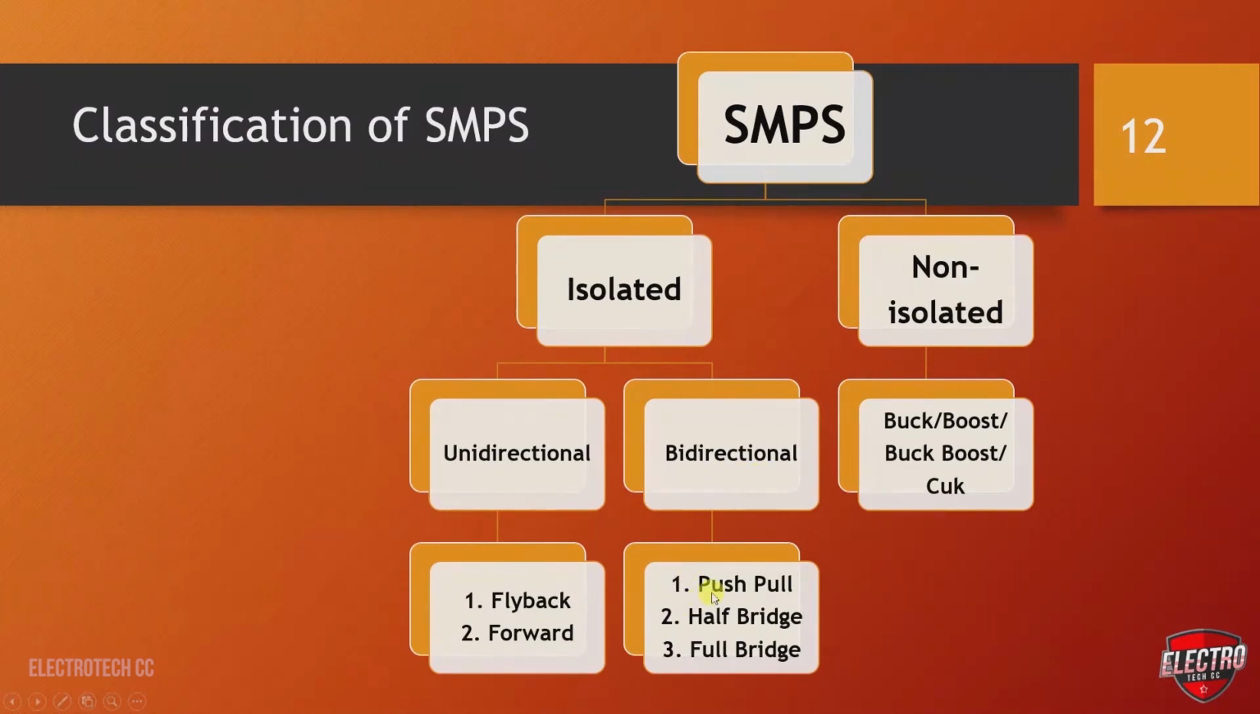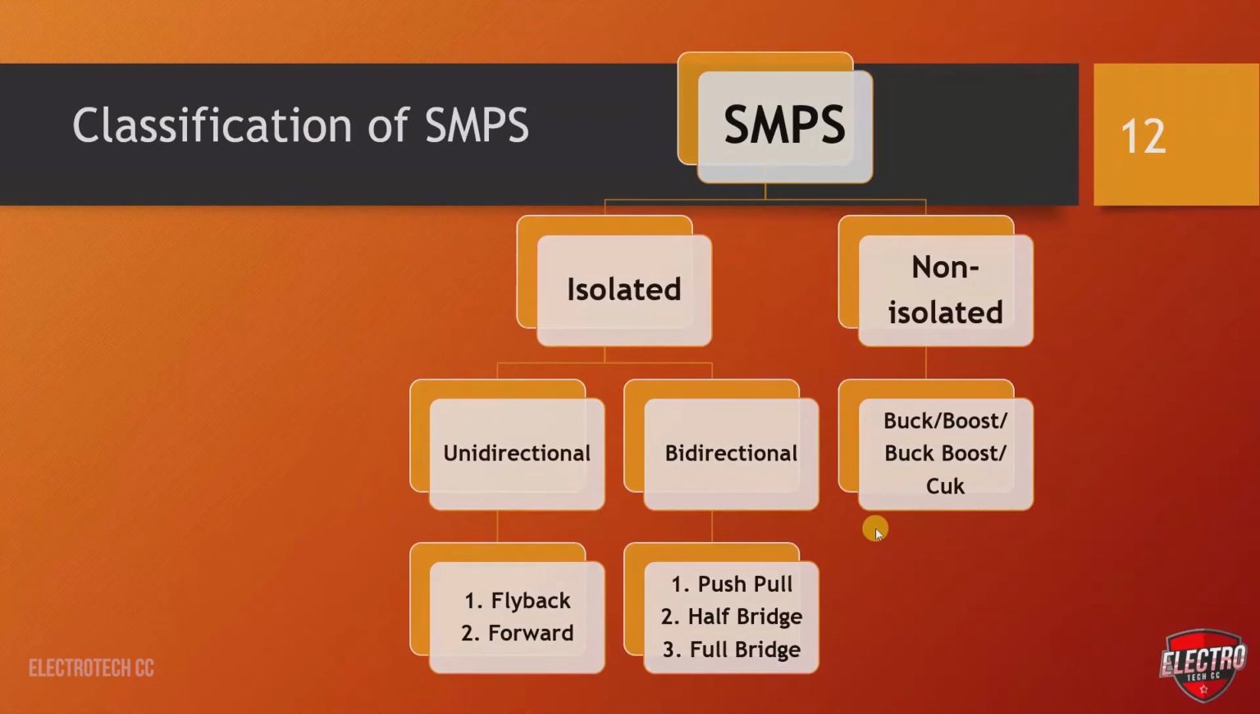Bidirectional converter is classified into three types: first push-pull, second half-bridge and third full-bridge converter. Whereas non-isolated converter is classified into four types: first buck regulator, second boost regulator, third buck-boost regulator and fourth Cuk regulator.